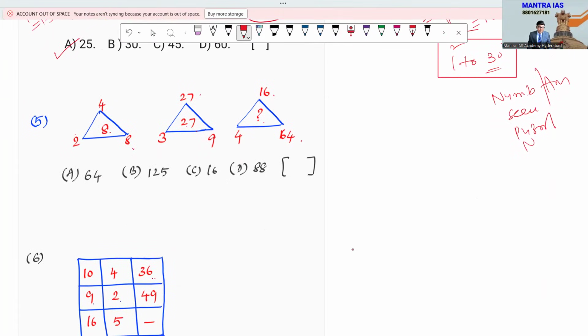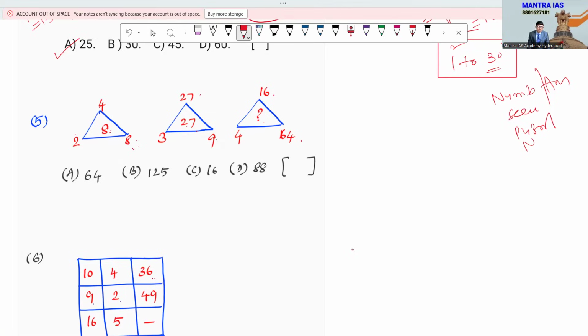Now come to this point. This is a really good question. People feel that the 8 here is 9, but it is not 9 in this case, so don't write the answer 9. That's a very beautiful point. 2, 4, 8 must be 8. 3, 27, 9 must be 27. 4, 16, 64 must be what actually?